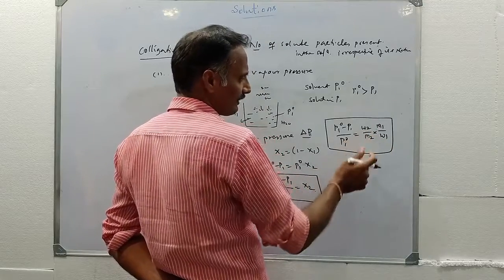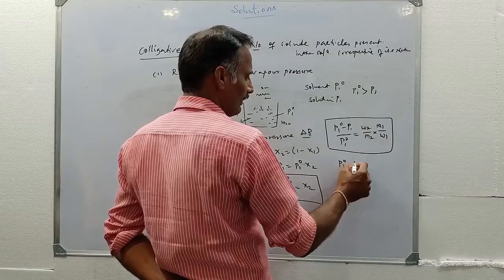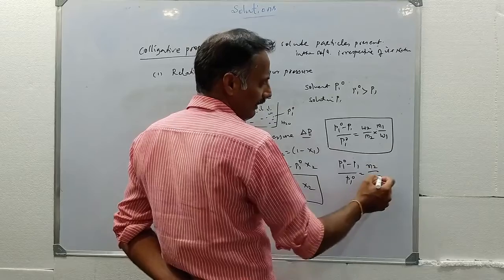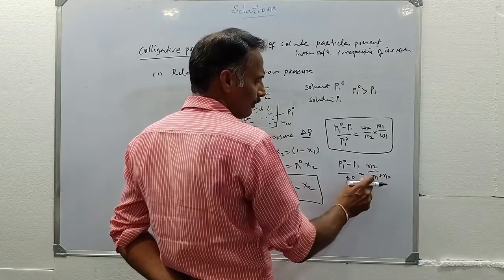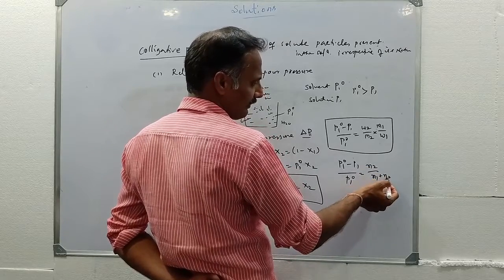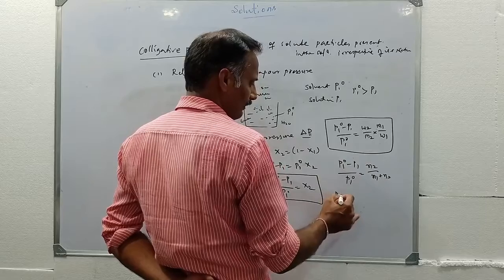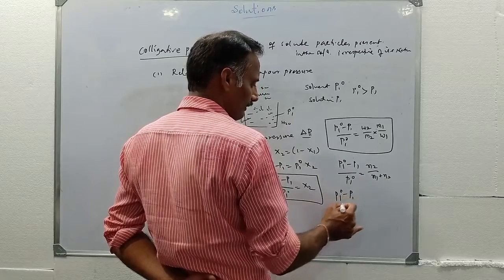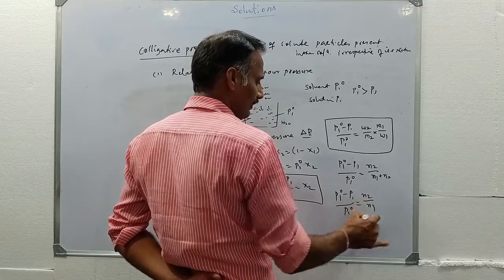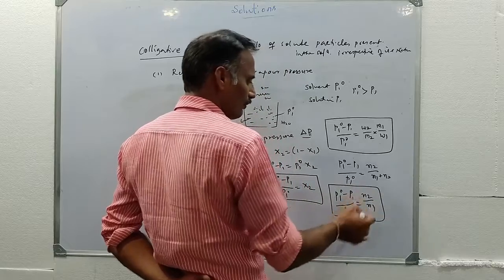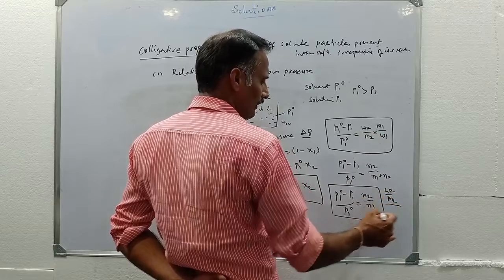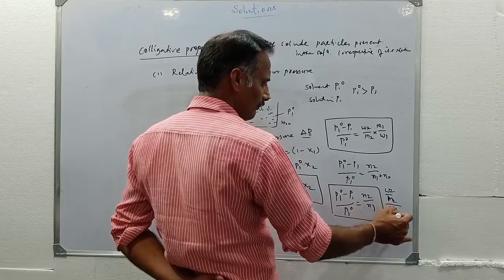What is mole fraction? (P1 naught minus P1) divided by P1 naught is equal to N2 by (N1 plus N2). If N1 is a greater value when compared to N2, then (P1 naught minus P1) divided by P1 naught is written as N2 by N1. What is N2 by N1? N2 means W2 by M2, and N1 is W1 by M1.